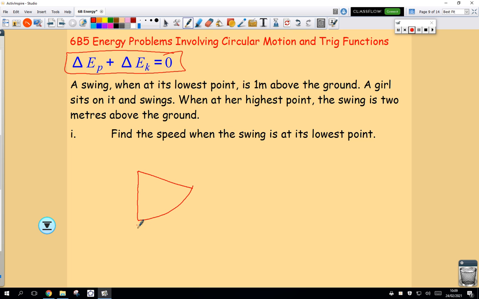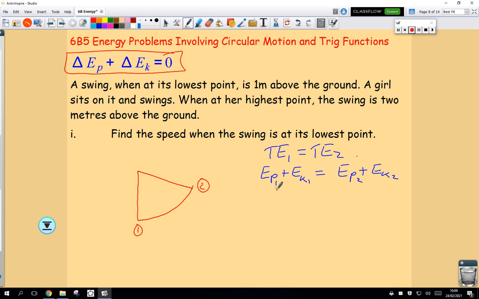So I want to think about this as being position 1, and this as being position 2. My principle of conservation of energy says the total energy at position 1 must be equal to the total energy at position 2. And energy is made up of potential energy and kinetic energy, generally.